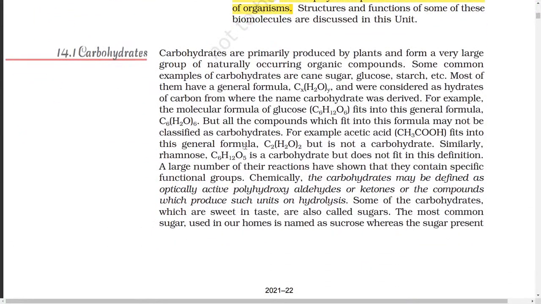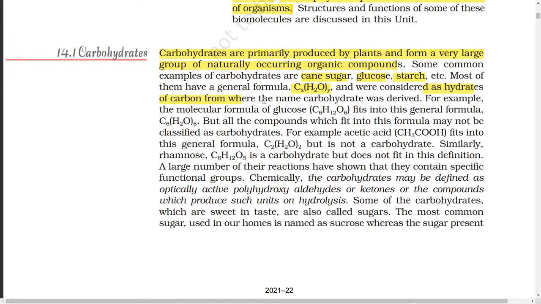Carbohydrates. Carbohydrates are primarily produced by plants and form a very large group of naturally occurring organic compounds. Some common examples of carbohydrates are cane sugar, glucose, and starch. Most of them have the general formula CxH2yOy and were considered as hydrates of carbon, from where the name carbohydrate was derived.